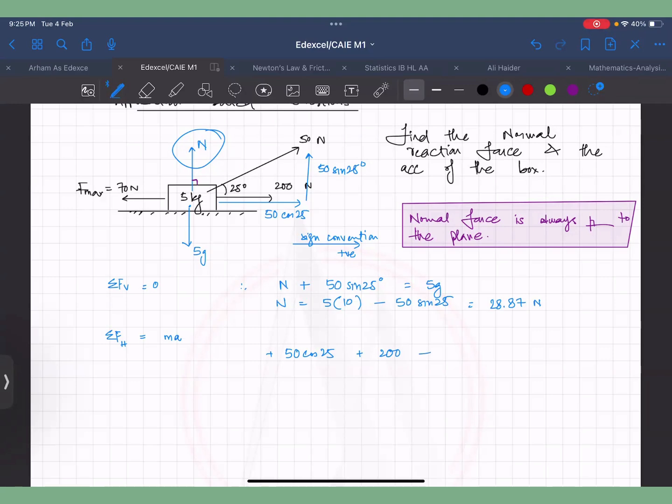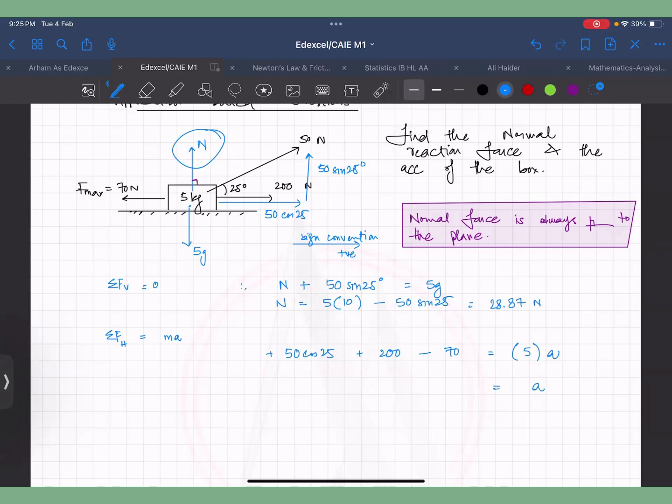F max is actually stopping it, right? It is opposing the force, 200 Newton and the 50 cos 25. So this would be negative 70. And definitely this is not going to be 0. So this would be equal to F is equal to ma. M, mass, is your 5 kg and this is your acceleration.